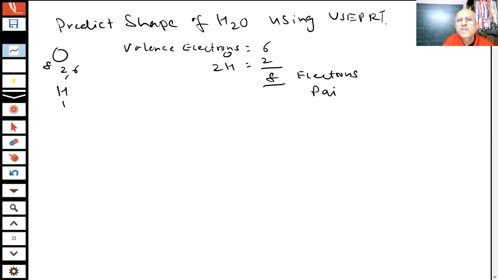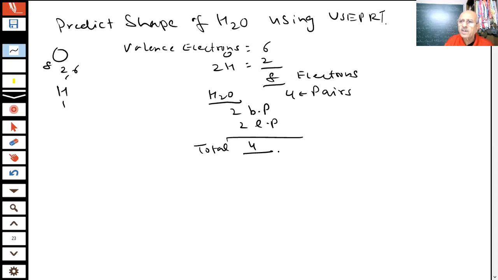And pairs, how many pairs? 8 by 2, 4 pairs of electrons. But how many bonds are being formed? Oxygen is combining with the 2 hydrogens. So 2 bond pairs, then there will be 2 lone pairs in the case of H2O. Total 2 plus 2, 4. Whenever we have 4, lone pair plus bond pair is 4, it means what? That is tetrahedral, but there will be 2 lone pairs and 2 bond pairs.